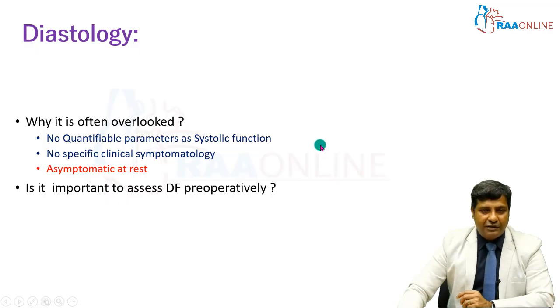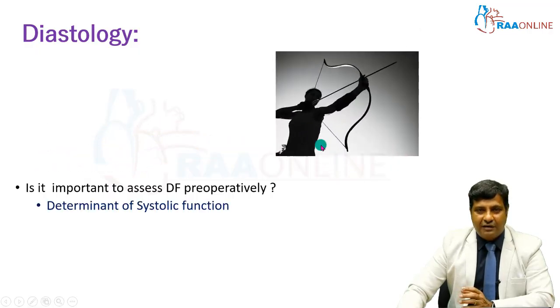The third important thing is why we need to assess the diastolic function preoperatively. This is where I am sure that you all know the basic physics behind this bow and arrow. So diastolic function is a basic determinant of the systolic function, just like how the string works, or how important the string is for generating the force to deliver the arrow. In the same way, diastolic function is the major determinant of systolic function. So unless diastolic function is properly maintained, the systolic function will ultimately start declining.